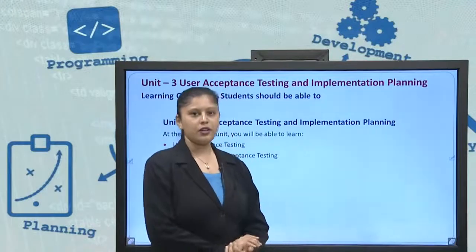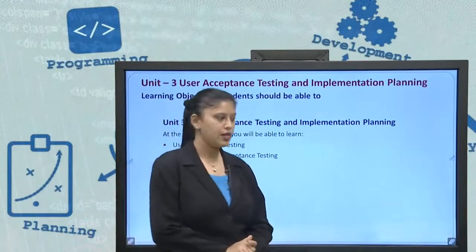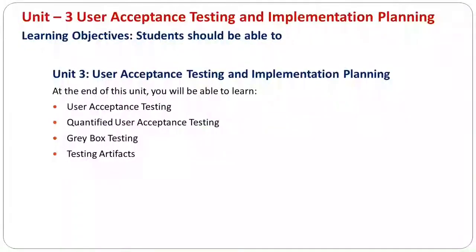Welcome once again. We are here for software engineering video lectures for BSCIT-303, and today we will be seeing unit 3 of block 2, which is all about user acceptance testing and implementation planning. Let us see what we will be learning through this unit.